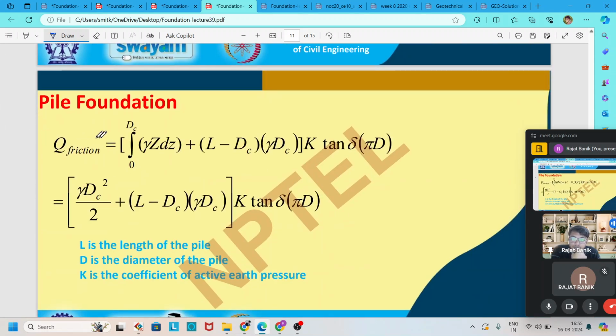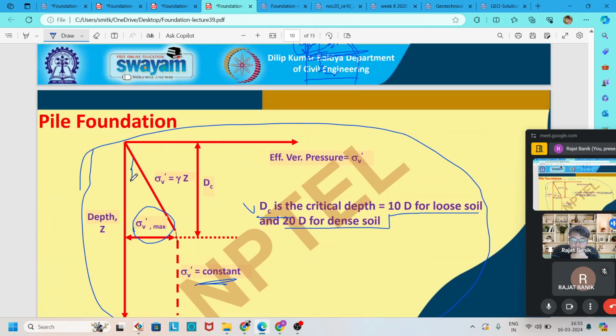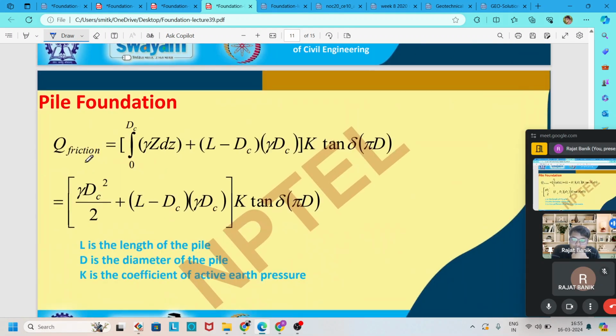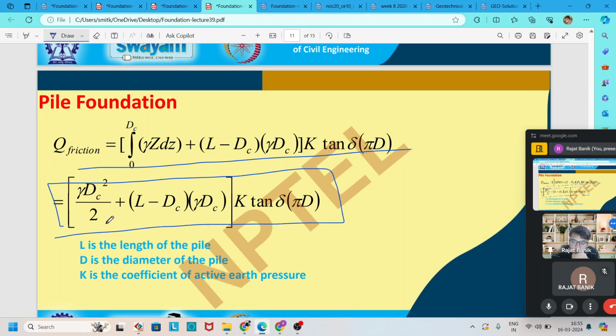Now, if we find out the total force of this diagram, we can use this formula. After derivation, it looks like this, which is the total friction force along the pile, considering the critical depth for cohesionless soil or sandy soil. The formula is gamma DC square, which is critical depth, by 2, plus L, where L is the length of the pile, minus DC critical depth, into gamma DC into K. K is the earth pressure coefficient, into mu, that is the friction coefficient, into pi D. Pi D is the perimeter of this pile.